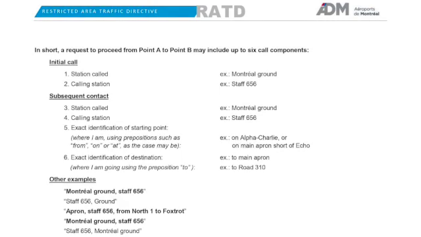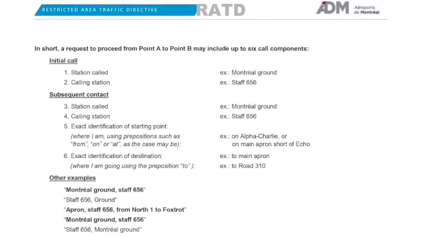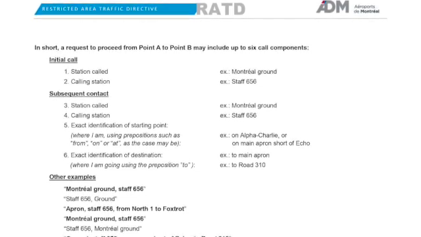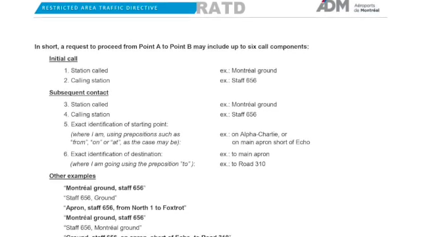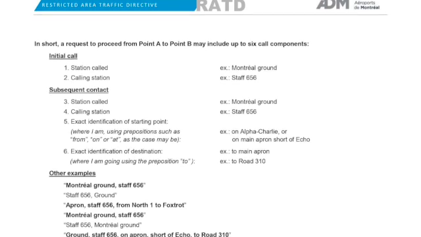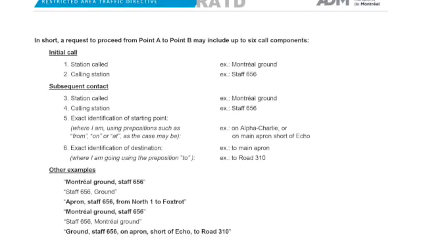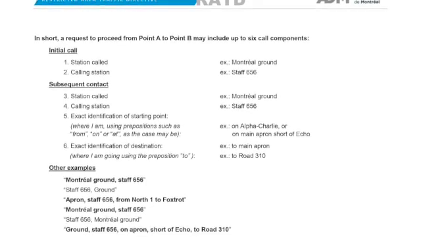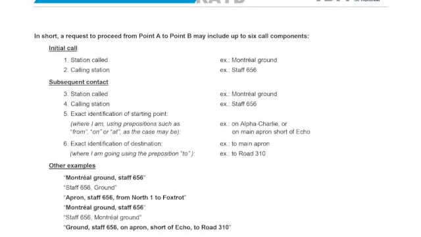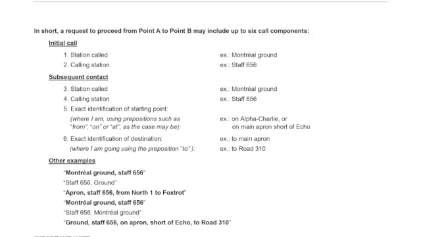In short, a request to proceed from point A to point B may include up to 6 call components. Initial call: 1. Station called, X. Montreal ground. 2. Calling station, X. Staff 656. Subsequent contact: 3. Station called, X. Montreal ground. 4. Calling station, X. Staff 656. 5.